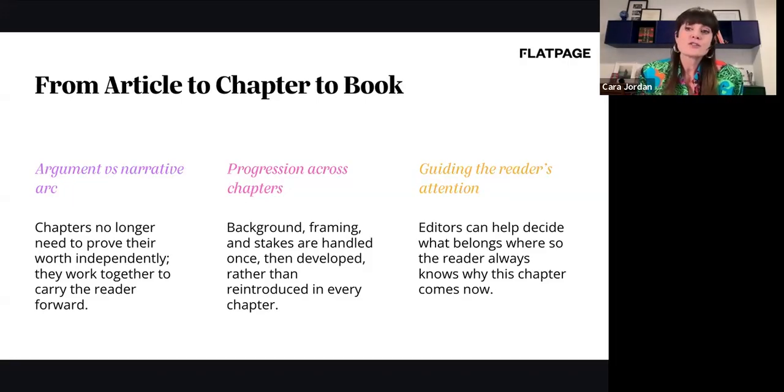This is why the shift from article to chapter to book is not just additive, it's about transforming the text. And when editors say they're thinking beyond that standalone unit, what they mean is that chapters no longer need to justify their existence independently. They don't need to reestablish the full context, restate the stakes from scratch, or rehearse everything that the reader already knows. Instead, each chapter has a distinct job within the bigger whole. One might orient the reader, another might deepen the question, another might complicate or challenge what's already been said. And the power of the book comes from that sequence, not from any single chapter proving its worth.